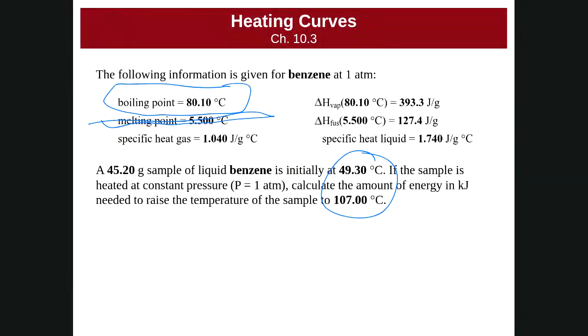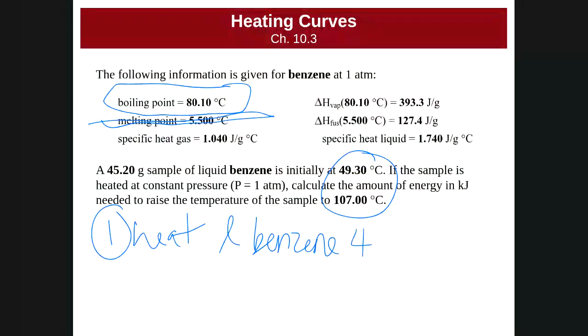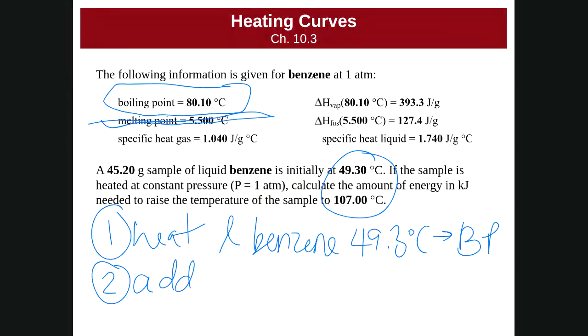So step 1, we're going to heat liquid benzene from 49.3 degrees Celsius to the boiling point. Number 2, we have to add energy or heat to boil the benzene and get to gaseous benzene.